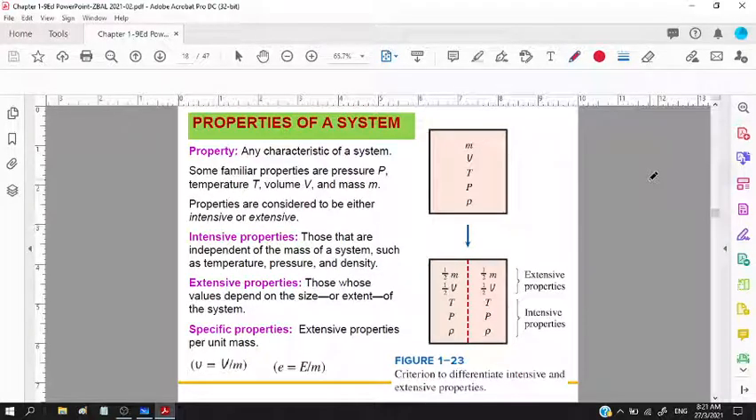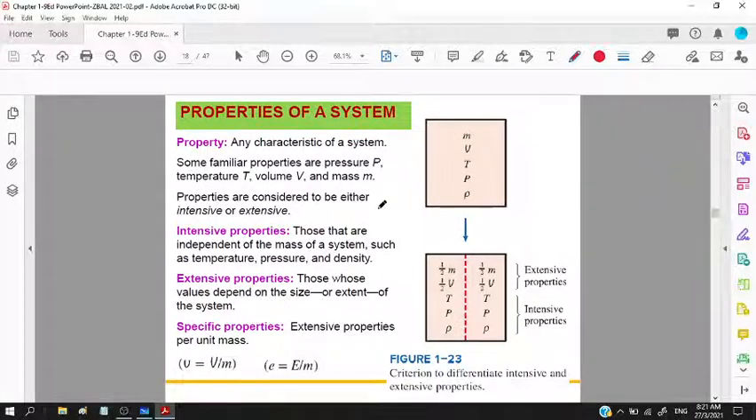Now next we go for the properties of a system. What is a property? Any characteristic describing the system. Any parameters which describe our system are called properties. For example, you have mass, volume, temperature, pressure, and density. These are the properties.